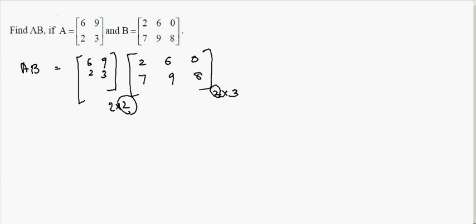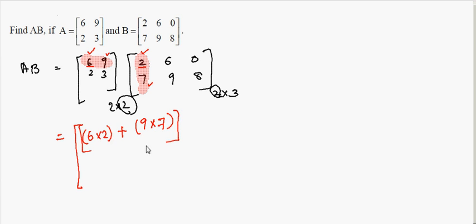The first step is to multiply the first row of matrix A, 6 and 9, with the first column of matrix B. The first row first element should be multiplied by the first column first element, so it will be 6 into 2 plus the first row second element multiplied by the first column second element. These two products should be added together, and this will be in the first column.